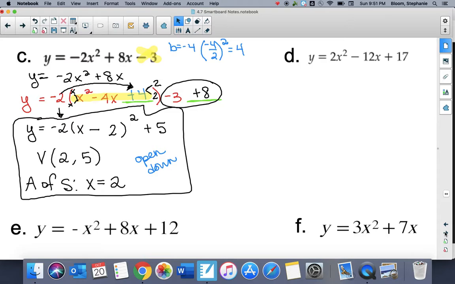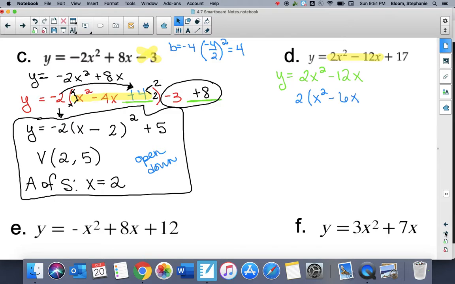Okay, so let's try another one like this. So once again, I'm going to start off and I'm just looking at my first two terms right now because they're the only two I'm dealing with when I need to complete the square. And what I notice is that I can take out a 2 and I need to take it out because I need my a to be +1. So I have x squared minus 6x.